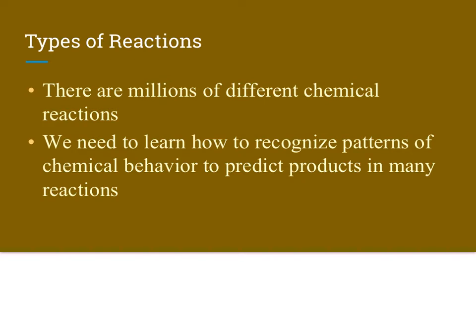Okay, what you guys are going to learn to do is to recognize patterns of chemical behavior that allow you to predict the products in many of these reactions. So the end game here is if I give you two reactants, you should be able to decide the type of reaction that's going to occur and then decide what the products of the reaction will be.